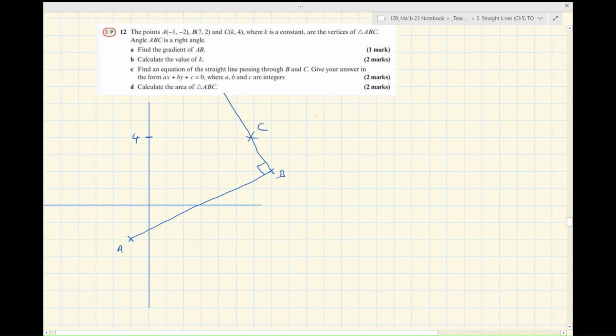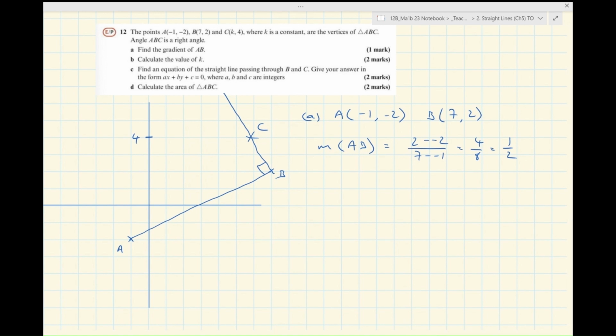Part A. Find the gradient of AB. Well, I've got A at -1, -2, and B at 7, 2. So the gradient of AB is going to be 2 minus minus 2 over 7 minus minus 1, which is 4 over 8, which is 1/2. Okay, calculate the value of K.